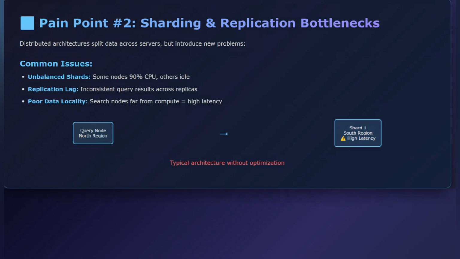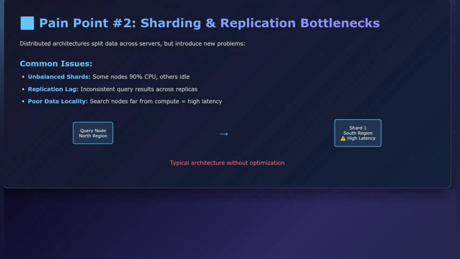Problem number 3, data locality. Your query servers are in region A. Your vector storage is in region B. Every query traverses the network. Network round-trip time adds 50 to 100 milliseconds per query. This compounds. And here's the cascade effect.